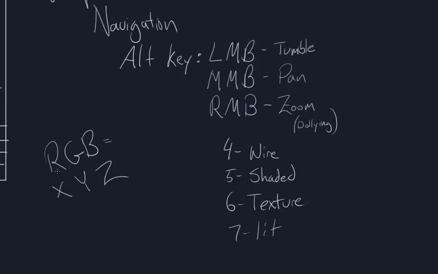So, red is always going to be X, green is always going to be Y, and blue is always going to be Z. So you can tell at a glance which axis you're looking at just by using that color coding. Definitely keep that in mind.